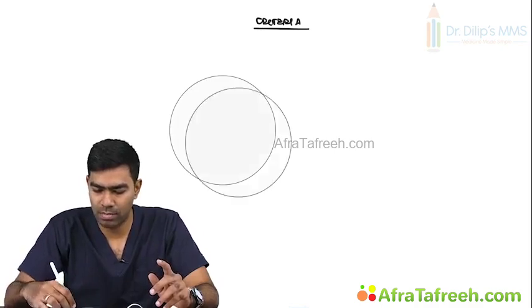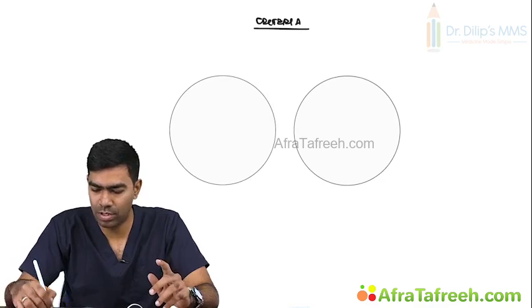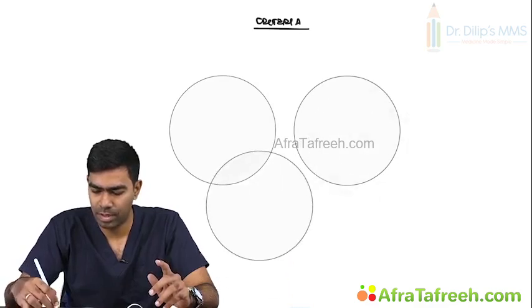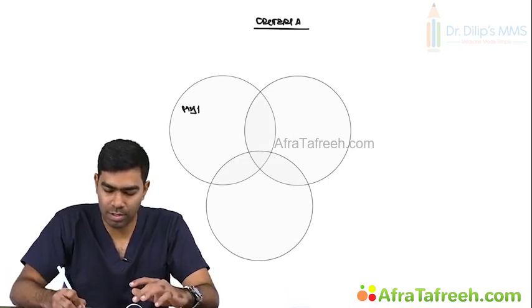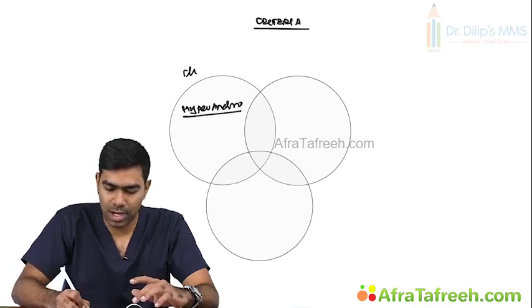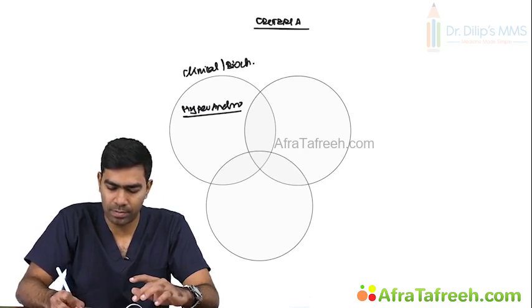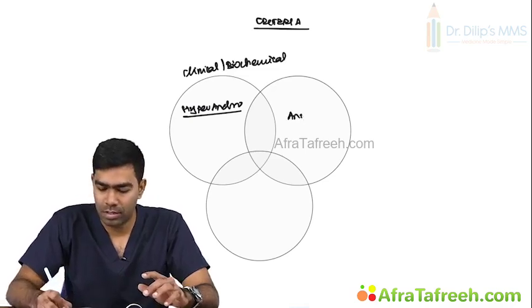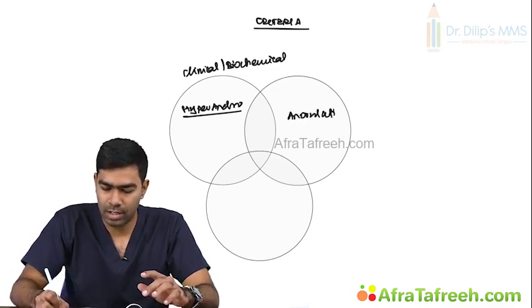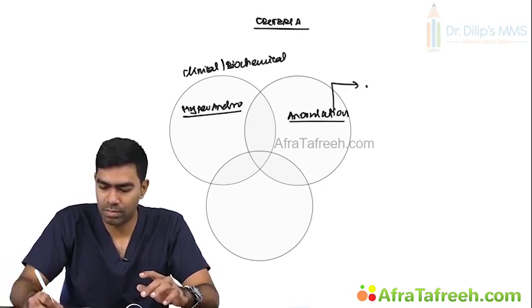One is the hyperandrogenism, second is the anovulation, and third one is the polycystic ovary appearance in ultrasound. So I can write hyperandrogenism, which can be either clinical or biochemical. And second one is the anovulation, which can manifest as amenorrhea.